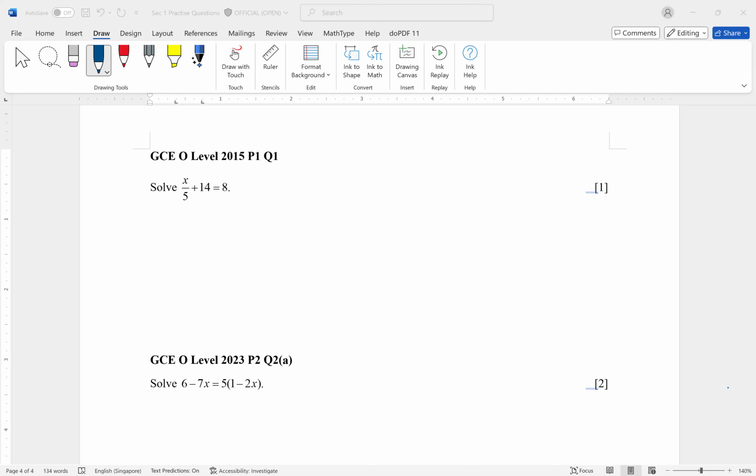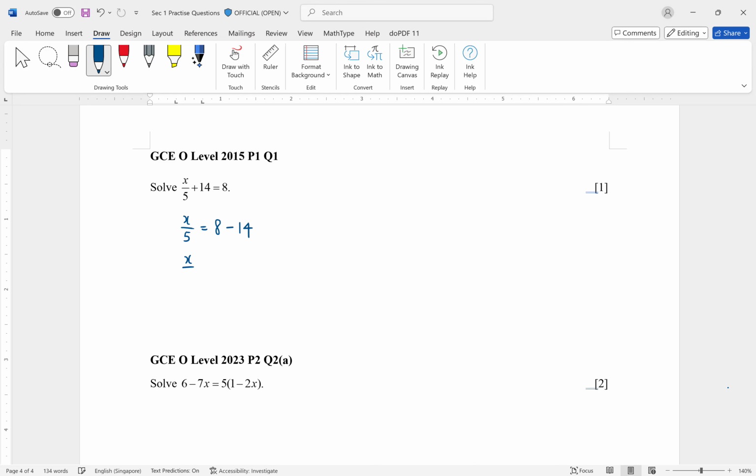Okay, so in this first question we have x over 5 plus 14 equals 8. One of the techniques of solving a linear equation is that we want to bring all the terms that have no x, all the number terms, to the right side of the equation, and leave the terms with x on the left side. Over here, we have the plus 14 on the left side, so we will bring it to the right side. If you shift positive 14 from the left side to the right side, it becomes negative 14, all right?